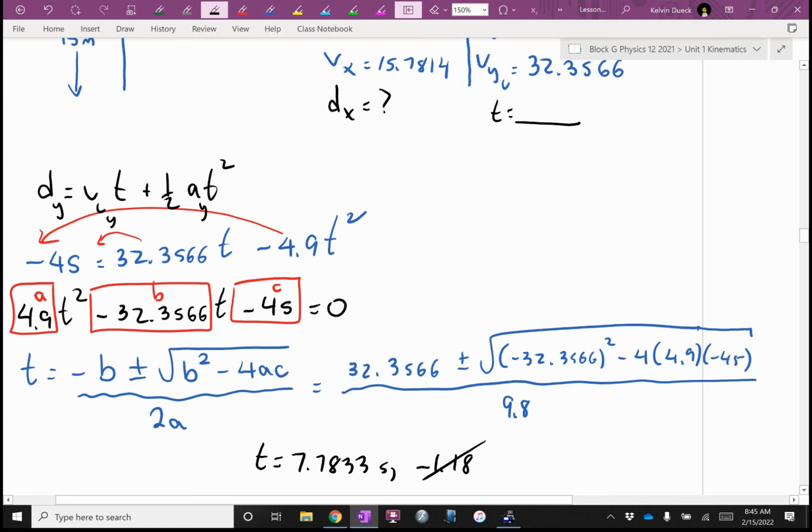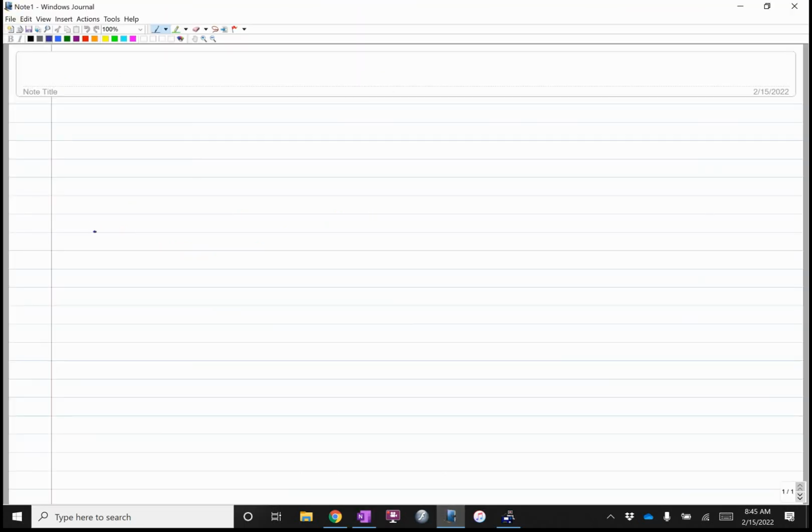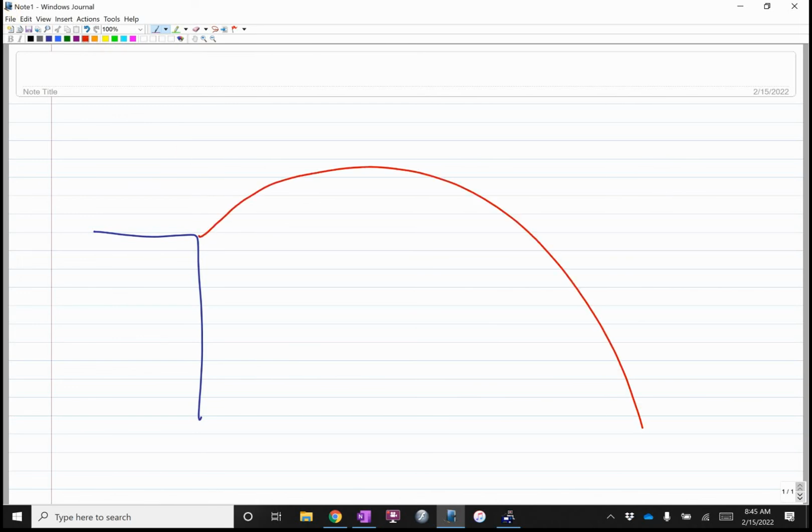Mr. Dewick, will you ever get 2 positive answers? You can if you're looking at this specific situation. Don't write this down. If the projectile is like that, and if you're solving for a height, let's say right there, you'll get that time and that time. It would have to be a very bizarre, specific question, and I'm not going to ask you that this year. But for what it's worth, yeah, you can. That would be 2 positive times that it's at that particular height.